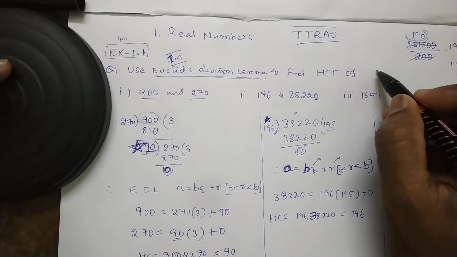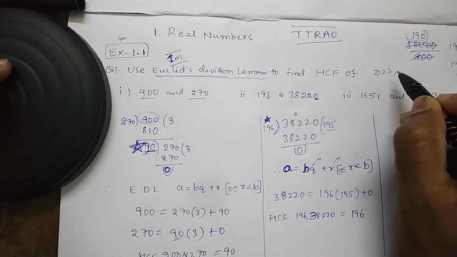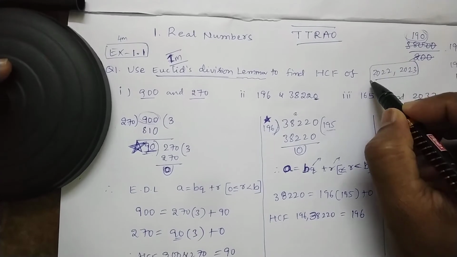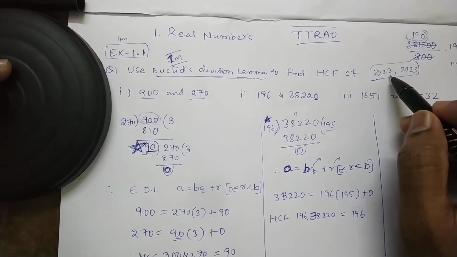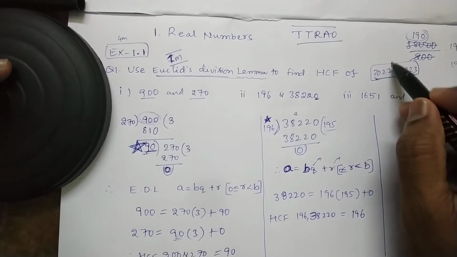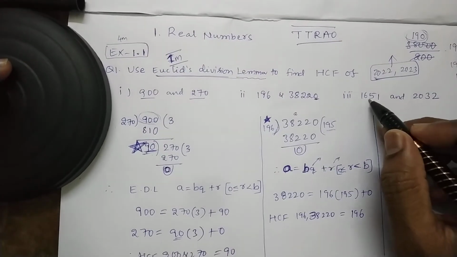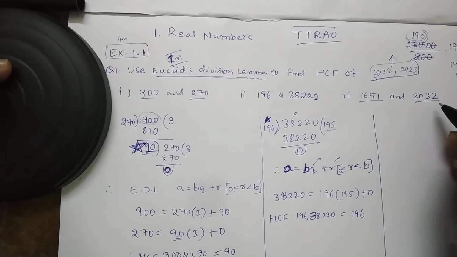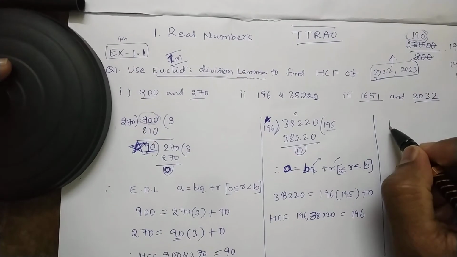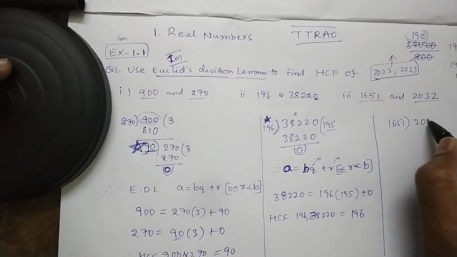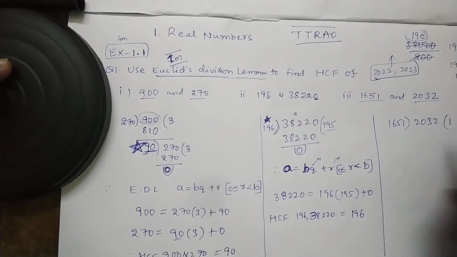This is 2022, so they may ask you in 2022 and 2023: find the HCF using Euclid division lemma. That's very simple. When you have two consecutive numbers, their difference is always the HCF, that is one only. But anyway, you will see here 1651 and 2032. So now let us proceed. As you know, this is the small number. Now write down here 2032, one time 1651.